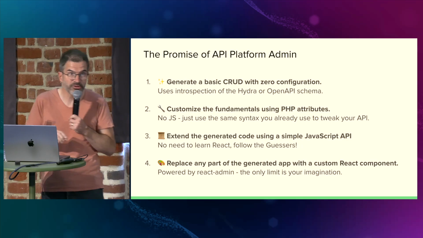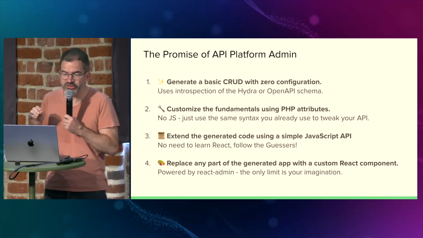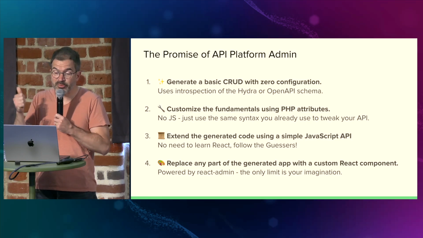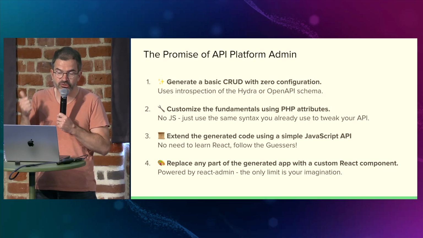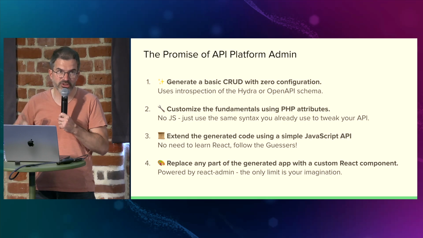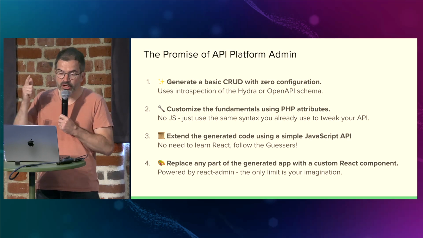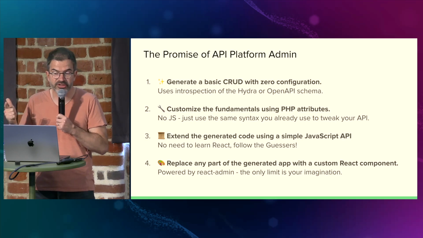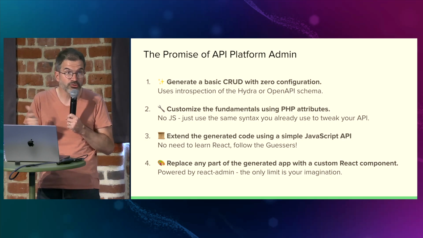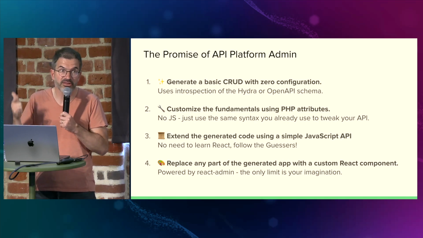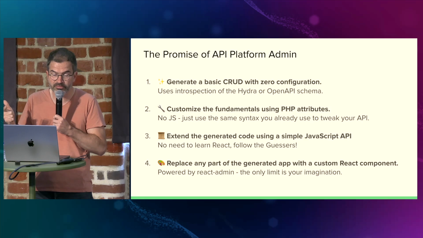And to make this happen, API Platform Admin uses a unique approach. First, it taps into the API Platform attributes that you've already added to your model to generate a working admin with zero extra configuration. Two, when your API changes, the admin changes with it. Adjust attributes for validation, filtering, or embedding, and you're also tweaking the admin UI at the same time.